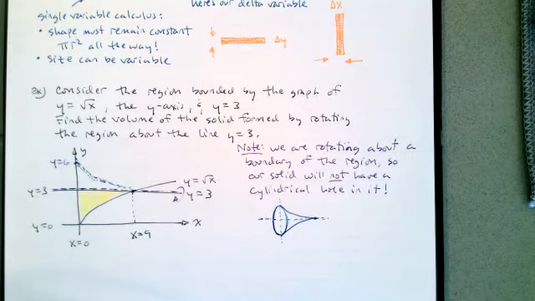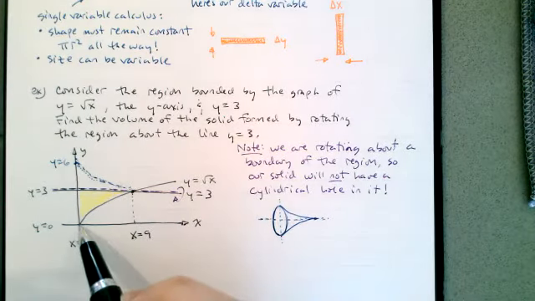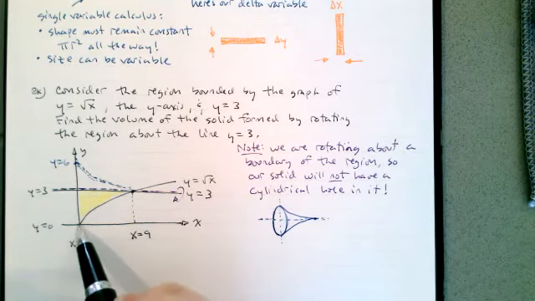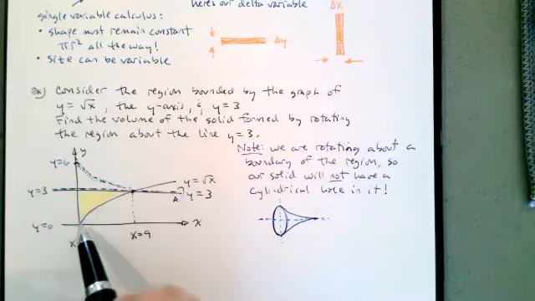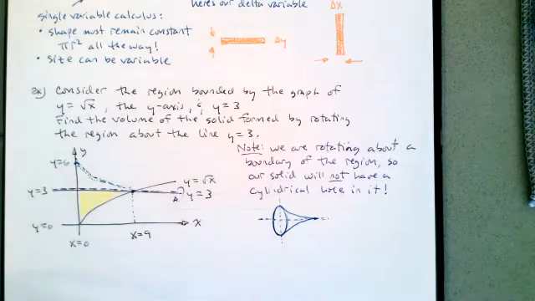We can get an upper bound on this volume because this would fit inside of a cone with a radius of 3 and a height of 9. But we know it's going to be smaller because a cone would have a straight line going from 0, 0 to 9, 3. But this one is concave down, so it's bent inside. So it's going to fit inside a cone.